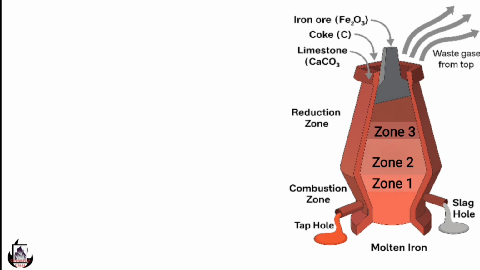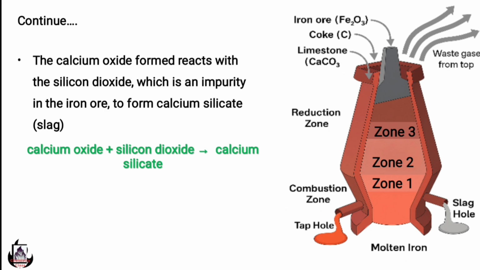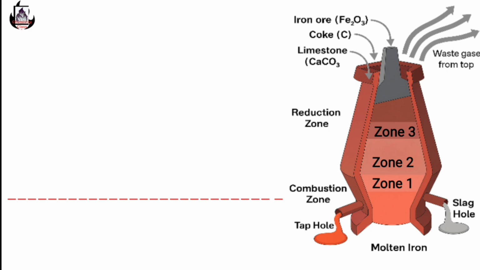Continuing, the calcium oxide formed reacts with the silicon dioxide, which is an impurity in the ore, to form calcium silicate. Calcium silicate is also known as slag. Let us see with the help of chemical reaction. Calcium oxide plus silicon dioxide forms calcium silicate. The formula for calcium silicate is CaSiO3. It is a liquid. Now let's summarize all the reactions happening in the blast furnace one by one, from coke combustion to iron formation and slag removal.